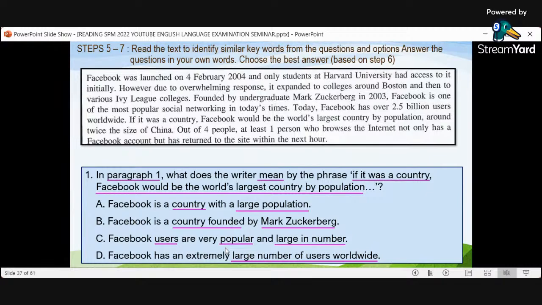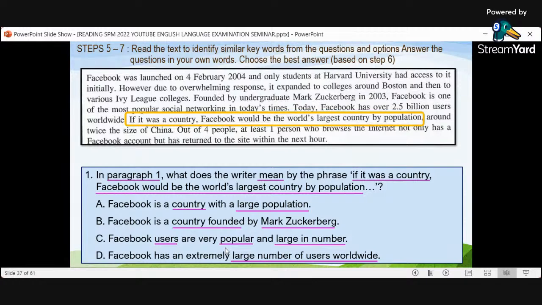Founded by undergraduate Mark Zuckerberg in 2003, Facebook is one of the most popular social networks in today's times. Today, Facebook has over 2.5 billion users worldwide. If it was a country, Facebook would be the world's largest country by population. That is the word. So what does it mean? We know Facebook is not a country when we were looking at the questions and options. So A and B are out.